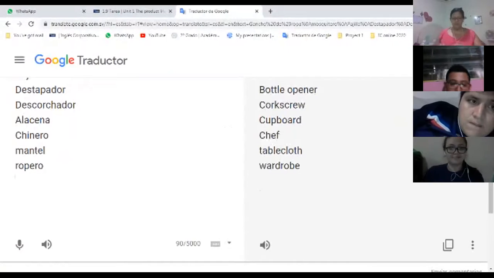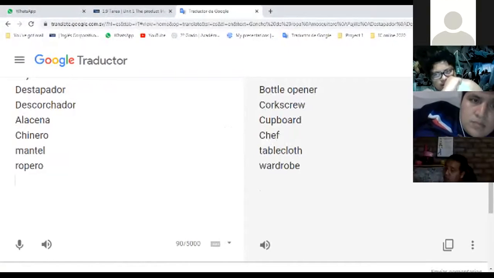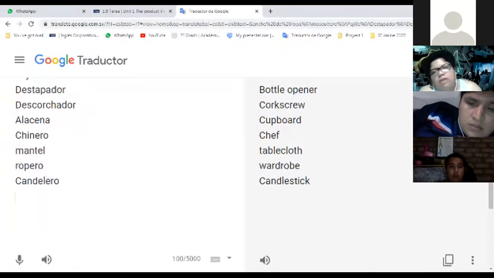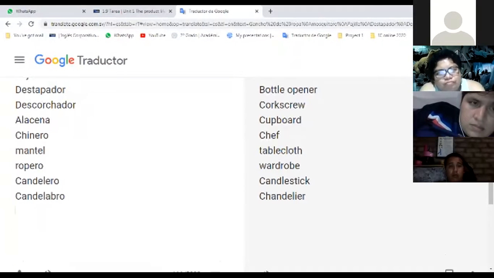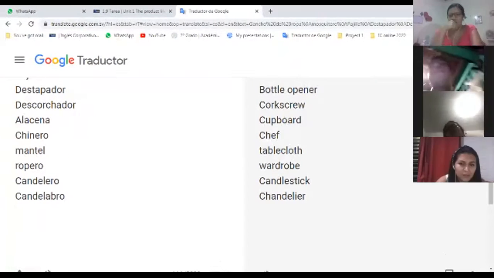Candelero. Candle, no. Candelabro. Candelero o candelabro? Candlestick. Le damos si candelabro existe. Oh, yeah. Okay, candlestick. Candelabro, entonces, es el que ocupa varias. Okay, and candelero is for one. Candlestick, chandelier. Okay, interesting. Let me see who else.